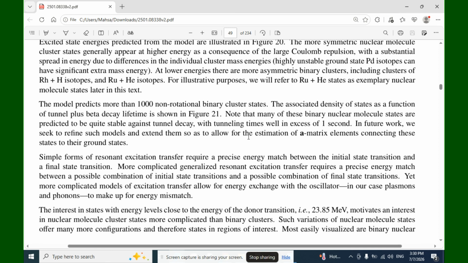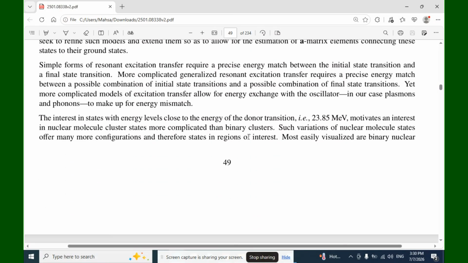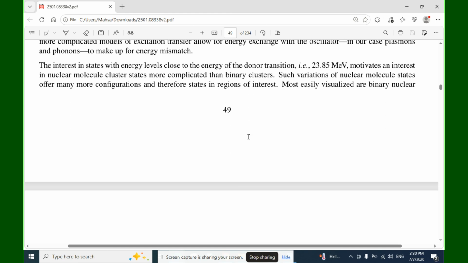Yet more complicated models of excitation transfer allow for energy exchange with the oscillator, in our case plasmons and phonons, to make up for energy mismatch. The interest in states with energy levels close to the energy of the donor transitions, for example 23.85 megaelectron-volt, motivates an interest in nuclear molecular cluster states more complicated than binary clusters. Such variations of nuclear molecule states offer many more configurations, and therefore states in the region of interest.